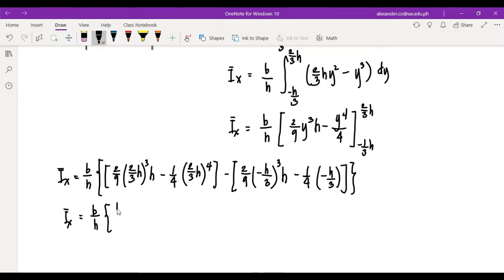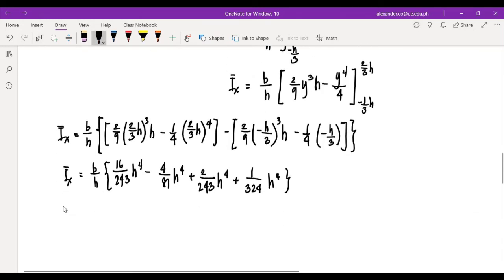This value comes out to 16 over 243 h raised to 4. Everything will be raised to 4. This becomes 4 over 81 h raised to 4 plus 2 over 243, all h raised to 4. And last is 1 over 324 h raised to 4. Finally, the moment of inertia with respect to the centroidal axis x is now 1 over 36 b h cubed. So that is our final answer.